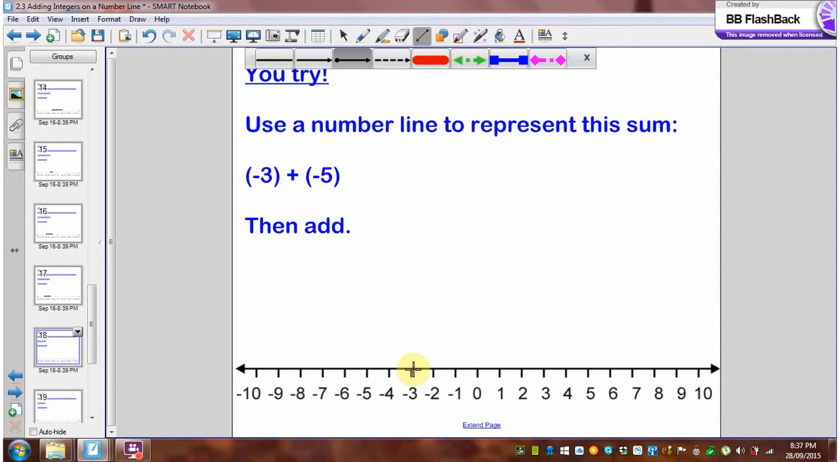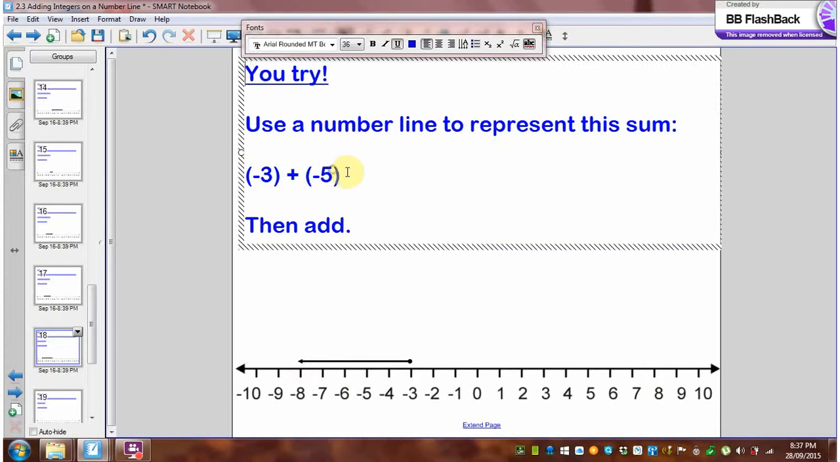-3. We start there. -3. And we're going down 5 because we're adding a negative number on. So -3 is where we're starting. And then go down 5. Oops. Start at -3. Down 5. 1, 2, 3, 4, 5. We ended up on -8. That would be our answer.